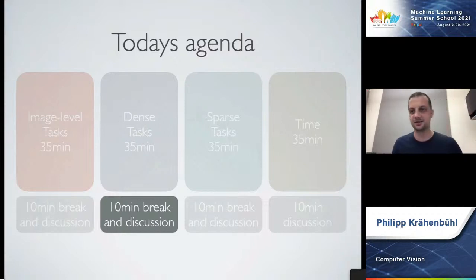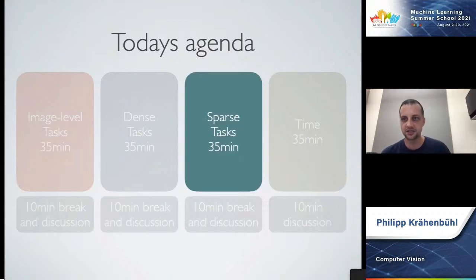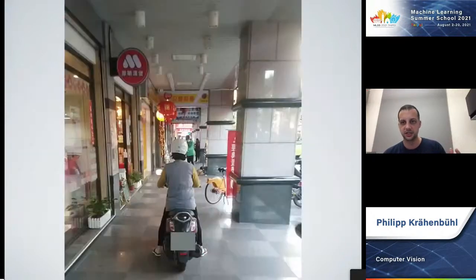All right, so let's move on. There's still a little bit to cover, and we'll look at sparse tasks next. Sparse tasks really fall between the first two categories: they don't produce one single output per image, but they also don't produce an output for every single pixel. You can think of it as an output that groups certain pixels together, an output that summarizes a group of pixels.